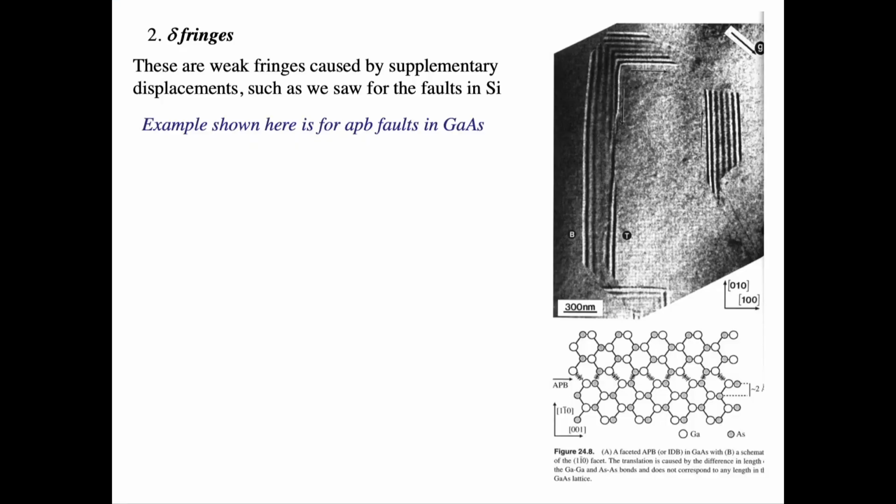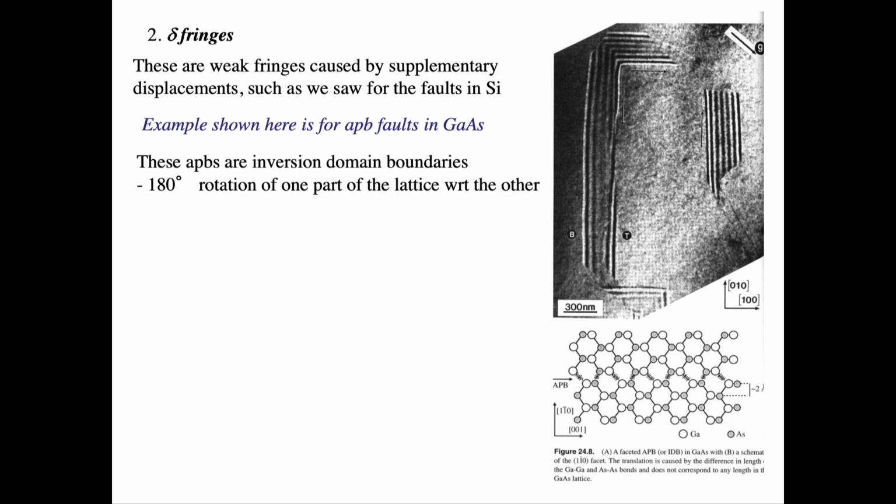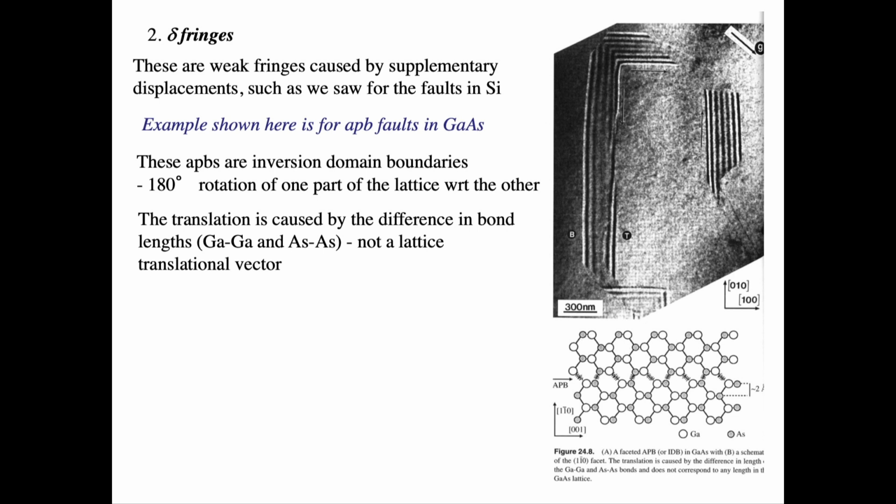Delta fringes. These are weak fringes caused by supplementary displacement, as we saw in the faults with silicon. And this is for APB faults in gallium arsenide. These APBs are inversion domain boundaries, so a 180-degree rotation of one part of the lattice with respect to the other. And the translation is caused by the difference in bond lengths between gallium and arsenic.